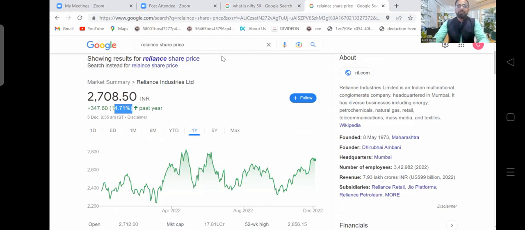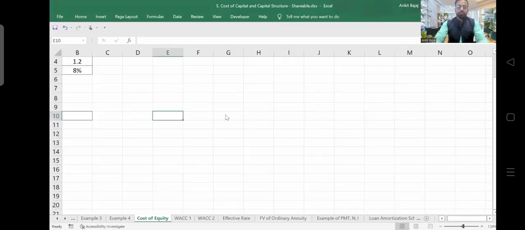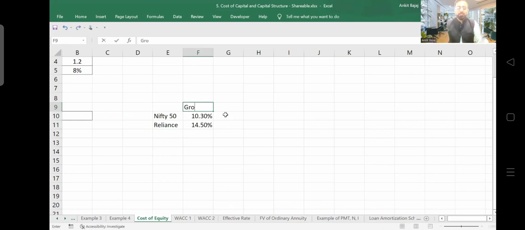If I show you the calculations, you will get better clarity in Excel. Here I will write down growth. So Nifty 50 growth in 1 year is 10.3%. Right, growth of Nifty 50 is 10.3%. And the growth of Reliance Limited is 14.5%. Right, here you can see the growth of Reliance Limited is 14.5%.